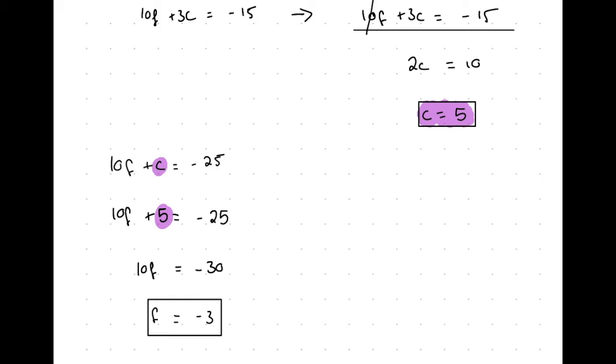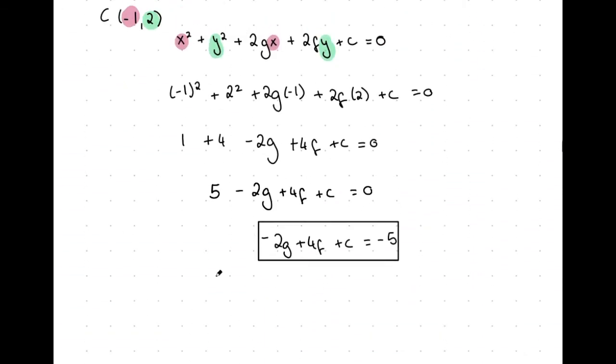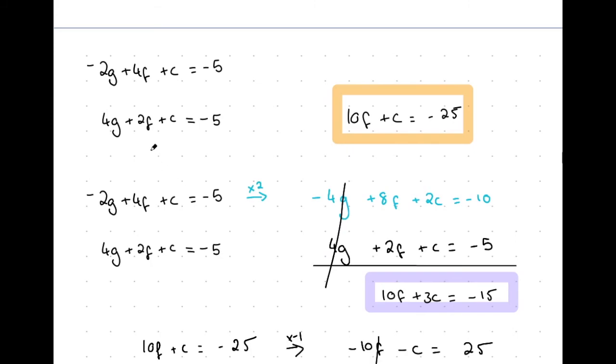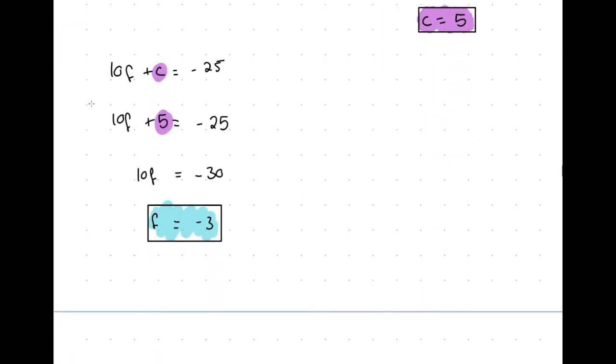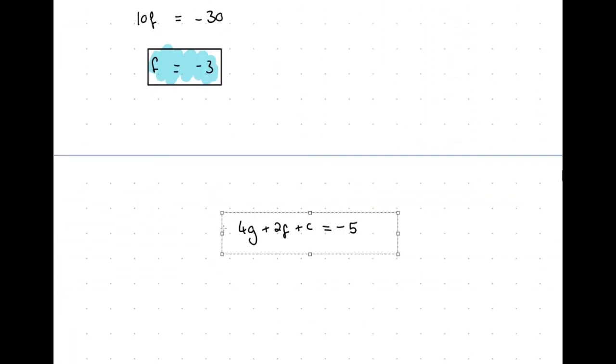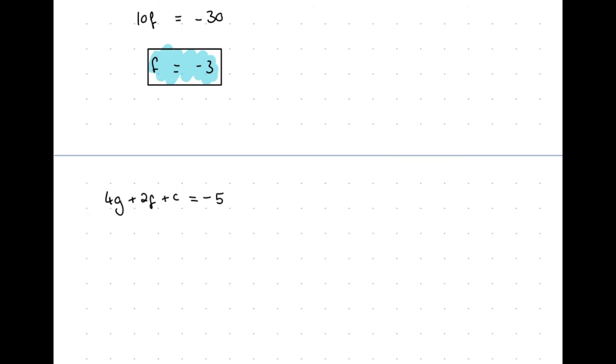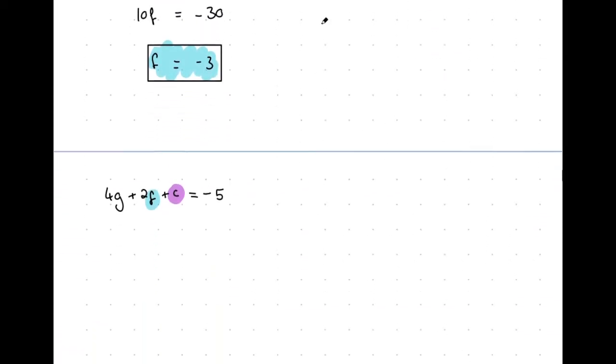So I can now find the third thing, the third variable, by using the f here, which was minus 3, and the c, which was 5. So I need to go and get the equation in f, g and c, so the one with all 3 of them. And I'm going to just copy one of those down here. And now I know what my f is, and I know what my c is. And we just fill in the values.